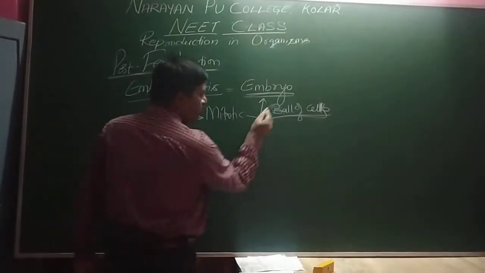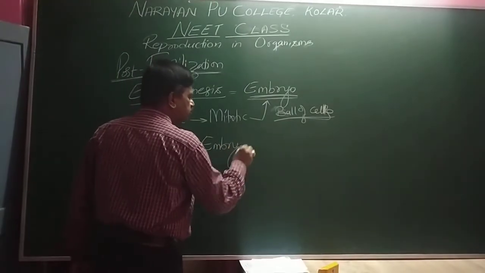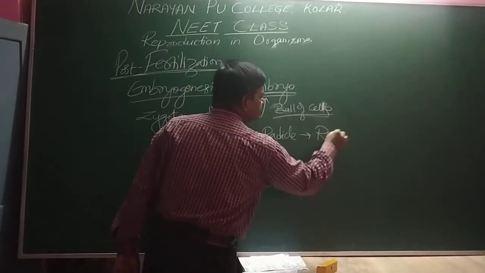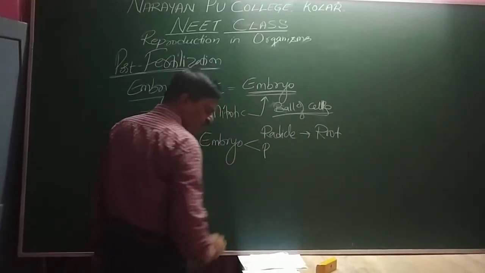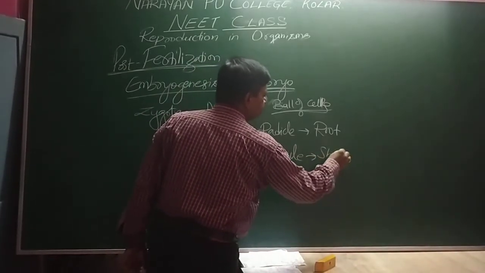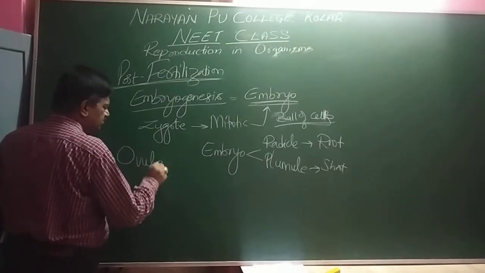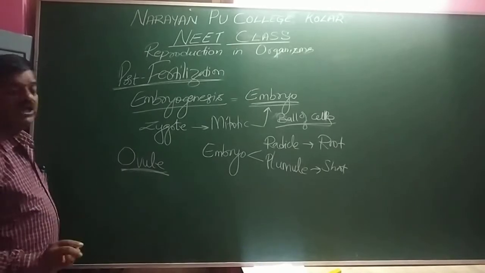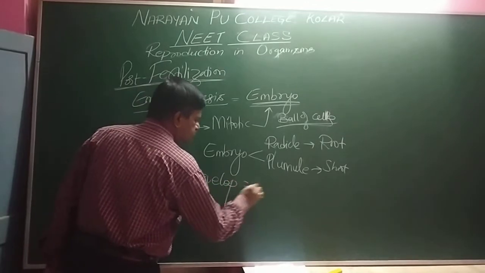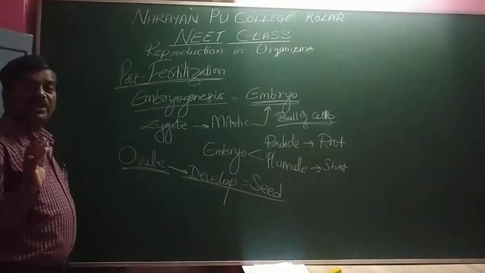This embryo has two parts. One is called the radicle, which gives rise to the root system. The other is called the plumule, which gives rise to the shoot system. So this is one. Next, the ovules will develop into seed. Yes, this is important. Remember, ovules develop into a seed.